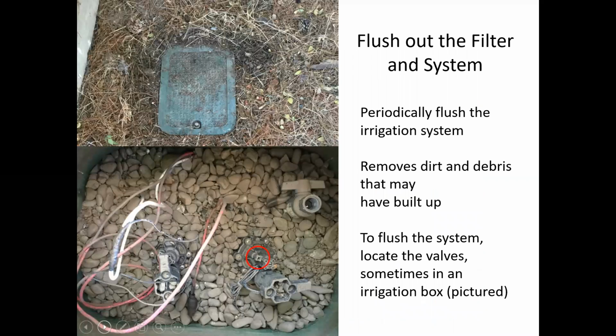So the next thing you're going to want to do is flushing out your filter and your system. To flush out your system, you're going to want to be doing it manually. So typically you'll be doing that from your irrigation valve. When you open up your irrigation valve box, it can be really intimidating, but we're going to go over a couple of things that you might see and what's really necessary for flushing out your irrigation system.